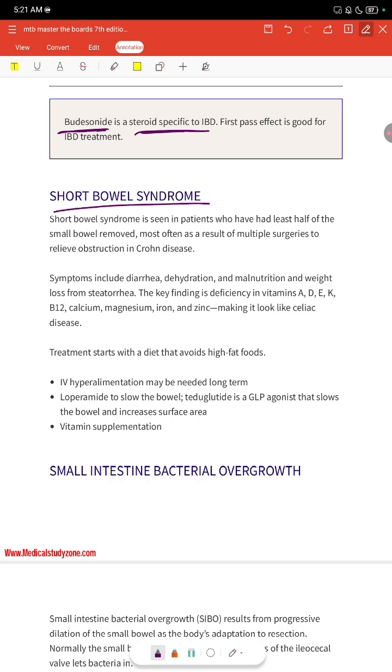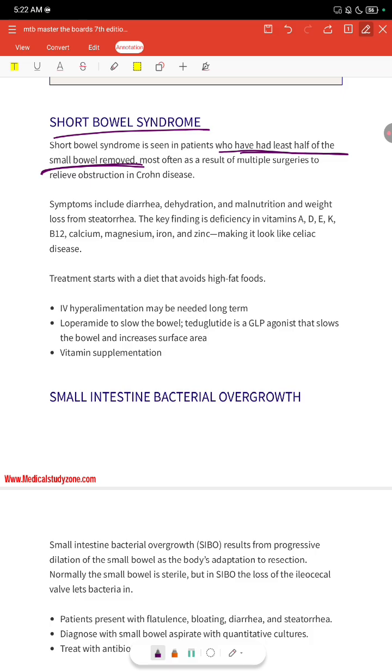Short bowel syndrome. It is seen in patients who have had at least half of the small bowel removed, most often as a result of multiple surgeries to relieve obstruction in Crohn's disease. Because we studied that obstructions are there in Crohn's disease and it usually involves the small intestine, and we go for surgeries for that. Symptoms include diarrhea, dehydration and malnutrition, and weight loss from steatorrhea.